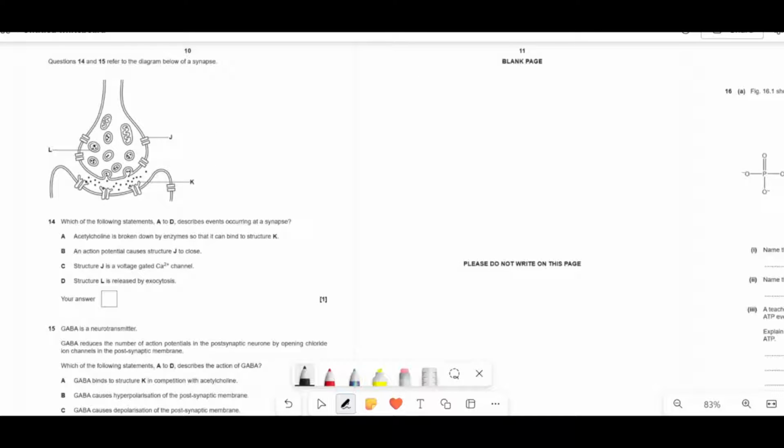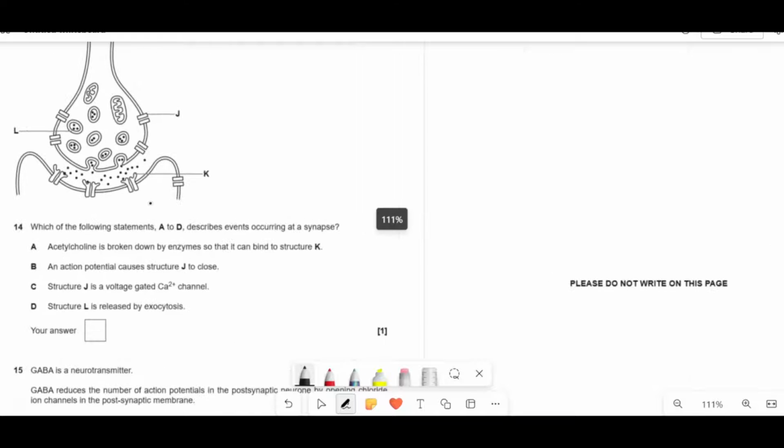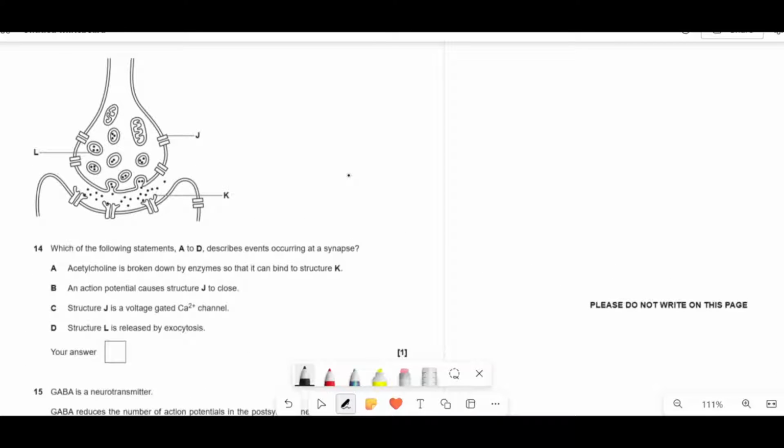So 14 and 15 refer to the diagram below of a synapse. We've got your vesicles containing a neurotransmitter. They release a neurotransmitter with a bunch of receptors and so forth. Fine. So which of the following statements, A to D, describes the events occurring at a synapse? So all synapses, remember, are just connections between nerves and another nerve or a muscle or a gland, some sort of effector. So in this case, what happens is an action potential arrives here. You get an influx of calcium ions, which cause vesicles containing a neurotransmitter to fuse with this membrane here.